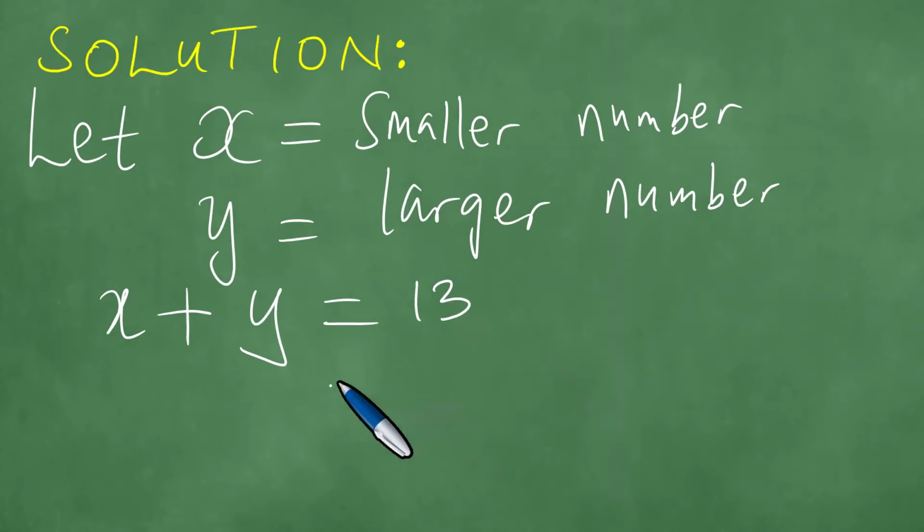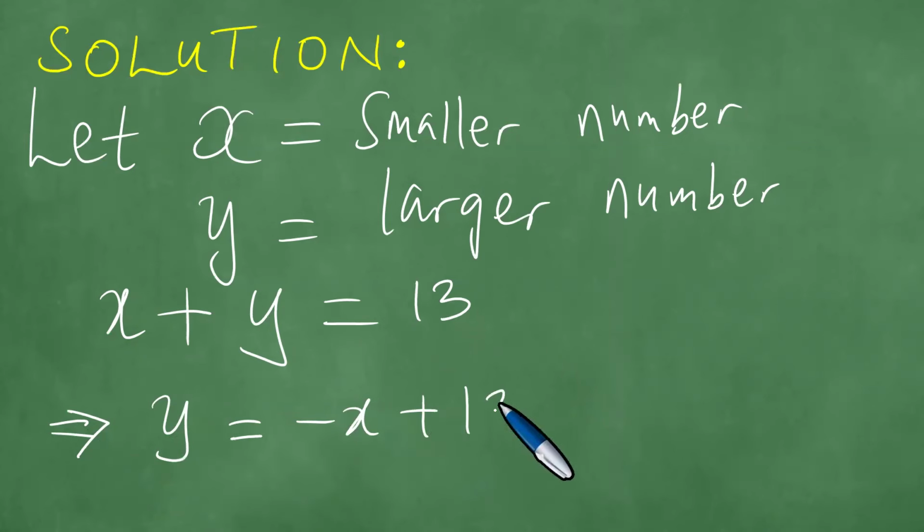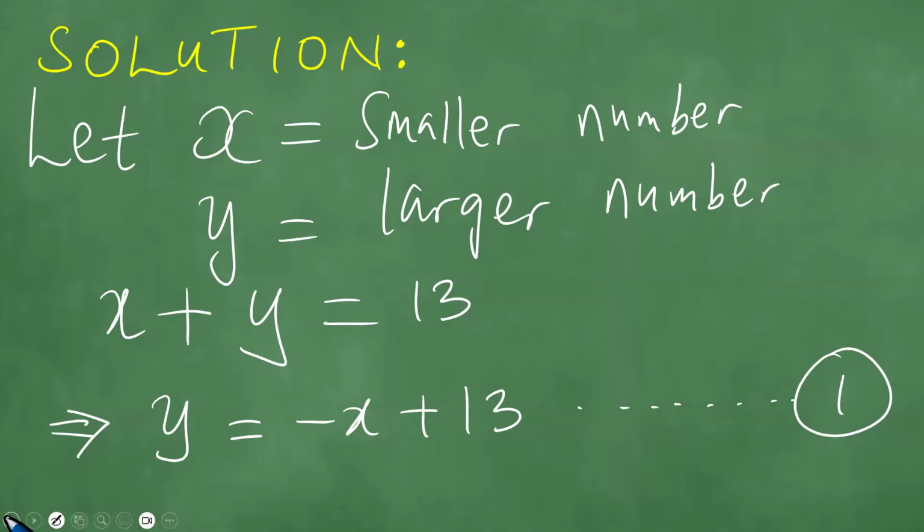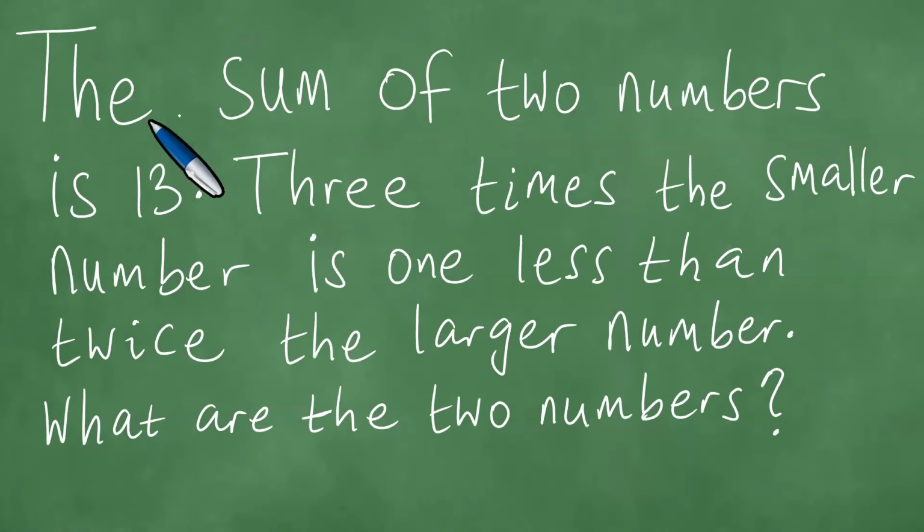Right, and this equation can be transformed, and we can write this equation as y equals minus x plus 13. Let us call this one here equation one, the first equation. Right, so the sum of two numbers is 13. We've seen that. Now, three times the smaller number is one less than twice the larger number. Let's analyze that.